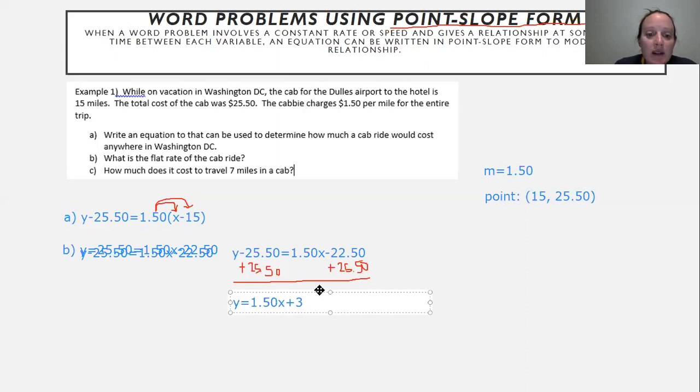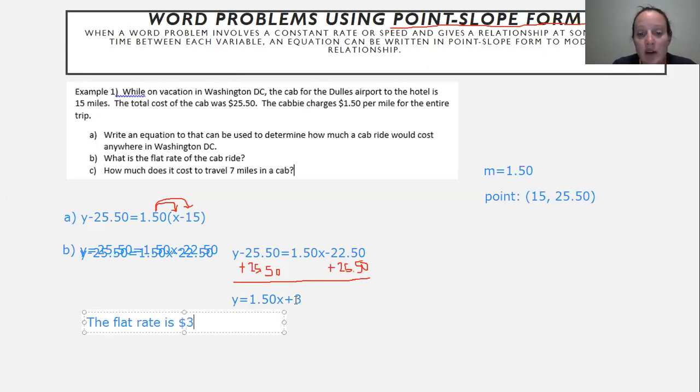So we really technically have not answered part B yet. So let me actually answer part B. So part B says, what is the flat rate of the cab? Meaning, what's the starting point of the y equals mx plus b? So that's the y-intercept. So the flat rate is going to be the y-intercept, which is $3. But notice you had to turn that into y equals mx plus b first to get to that. Whew, that was a lot of work.